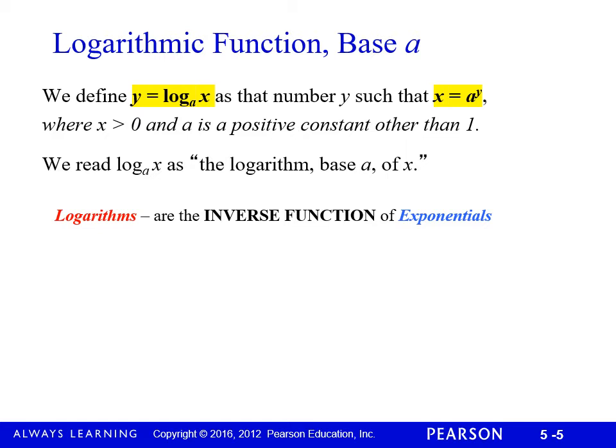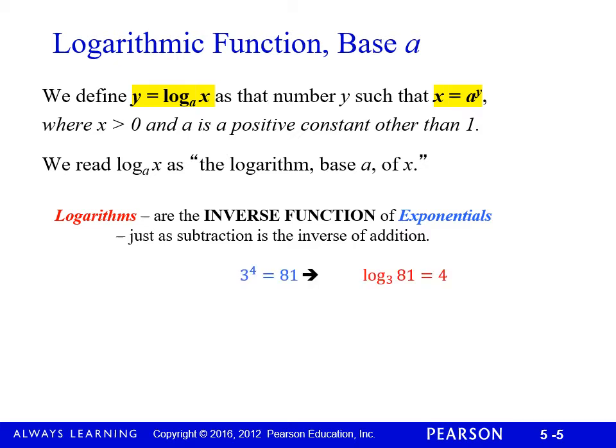Logarithms, as we saw from the graph, are inverse functions of exponentials, just as subtraction is the inverse function of addition. Okay, so you can see here on the left you have an exponential, 3 to the power of 4 equals 81. We can write that in terms of a log: log base 3 of 81 equals 4. Notice we have the same three parts, a base, an exponent, and an answer. Log, the base stays the same, of the answer equals the exponent.